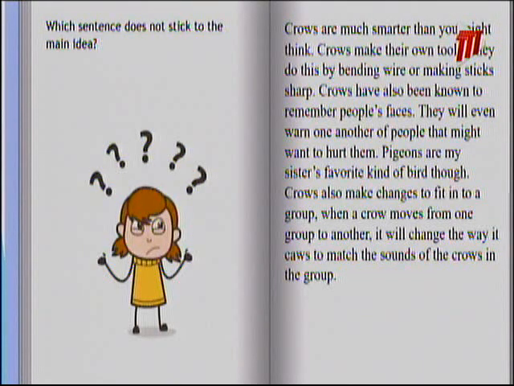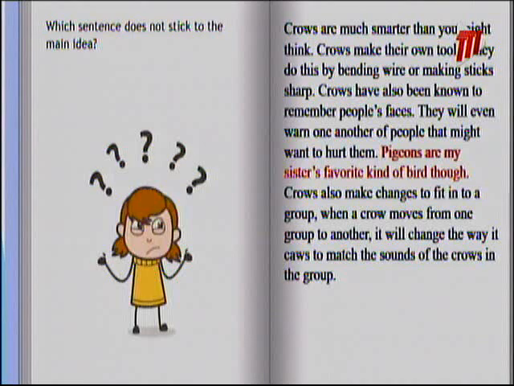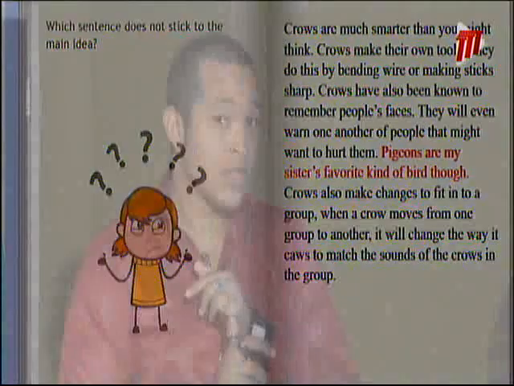Hopefully you're not at home looking like this little girl, very, very confused. Good. So the sentence that sticks out there that does not belong in this new piece is this one. Pigeons are my sister's favorite kind of bird though. It did not, in fact, stick to your main idea or your topic.